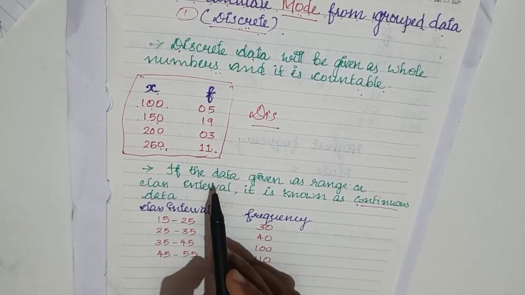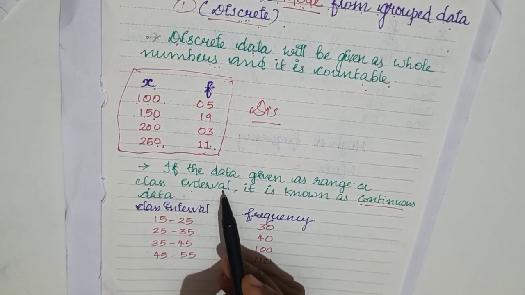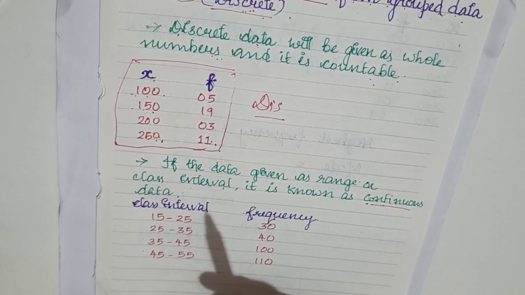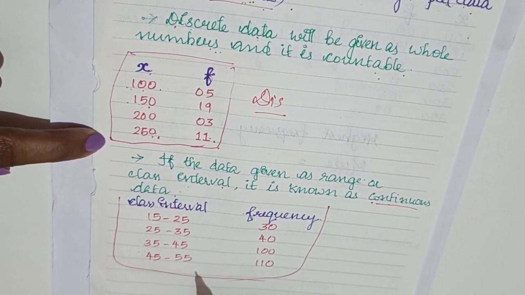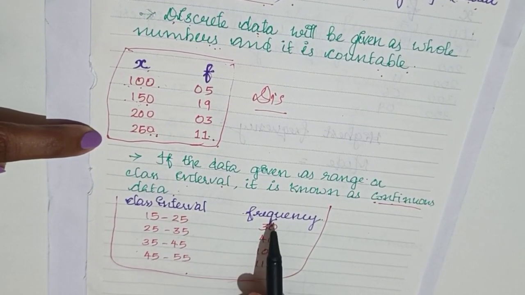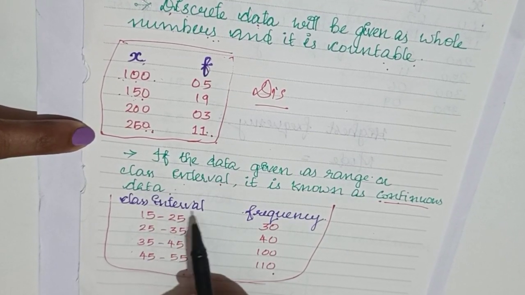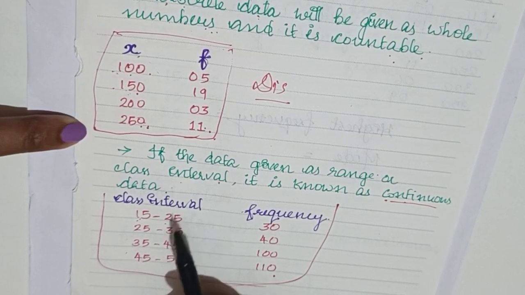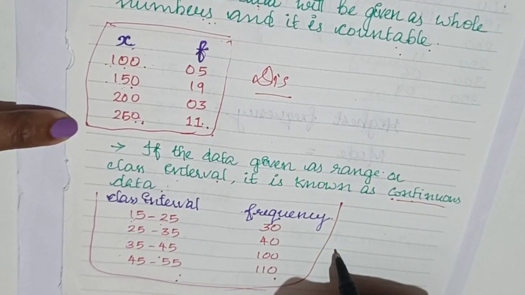And if the data is given as a range or in the form of class interval, then that type of data is known as continuous data. That is, this is an example for continuous data. So in this, the frequency is given as whole numbers, but the observations are given as class interval. That is 15 to 25. That is in the form of range or class interval it is given. So this is known as continuous data.